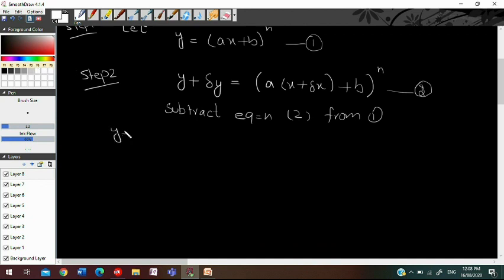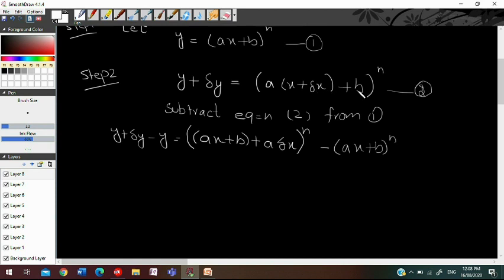y plus del y minus y is equals to (a(x plus del x) plus b) whole power n minus (ax plus b) whole power n. We simplify this, we can write this like (ax plus a del x plus b) whole power n, and if we simplify it further then we can write this ax plus b, this will become our first term, and our second term is a del x, and the power remains same.